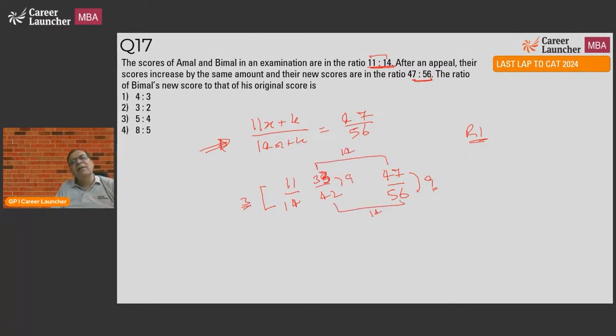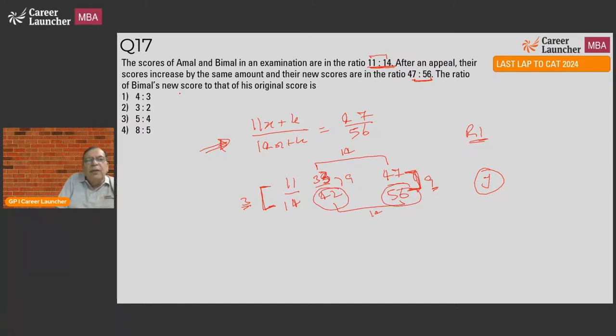So satisfying everything, this jugaad which you could have used is that the difference between the scores initially and finally should be the same. So finally, if it is 47 and 56, the difference is 9. I need a difference of 9 here also. Original difference between 11 and 14 is 3. So if I multiply both the numerator and denominator by 3, the difference becomes 9. That means the new score of, we need Bimal. Amal upon Bimal, so Bimal's original score is 42, new score is 56.